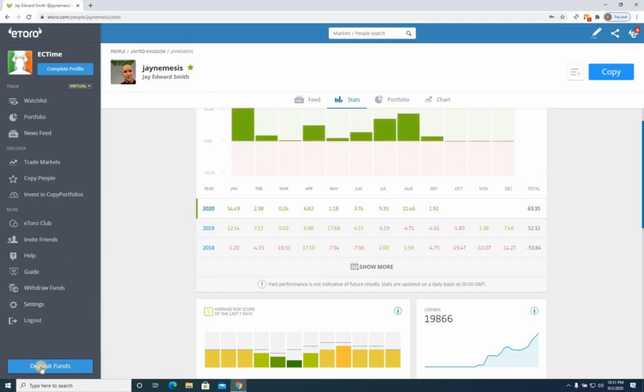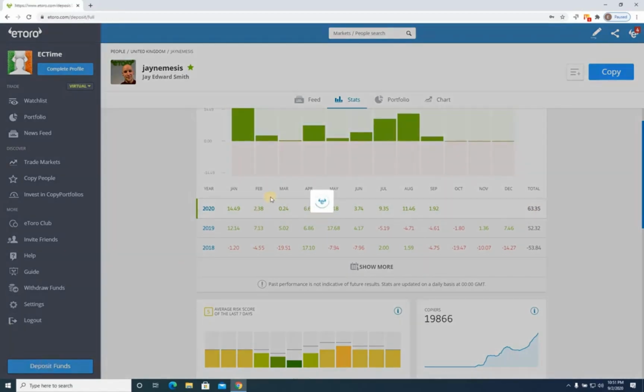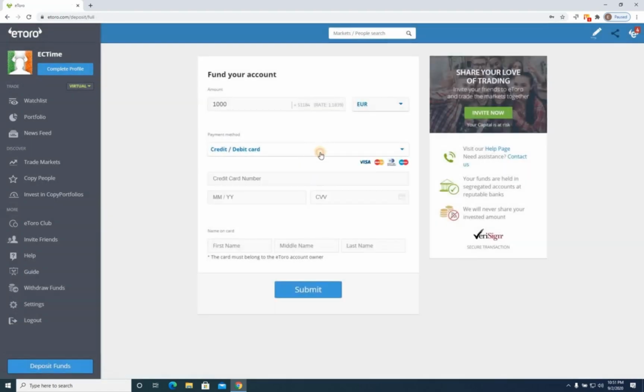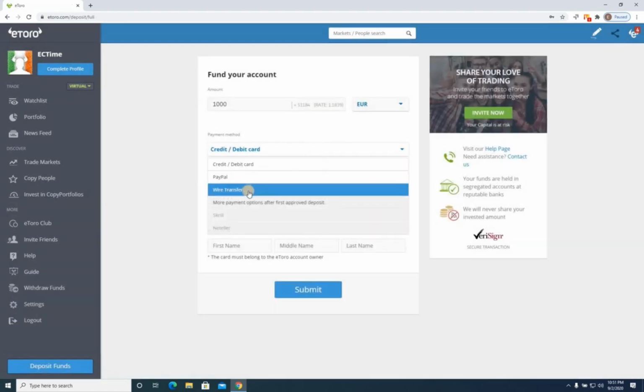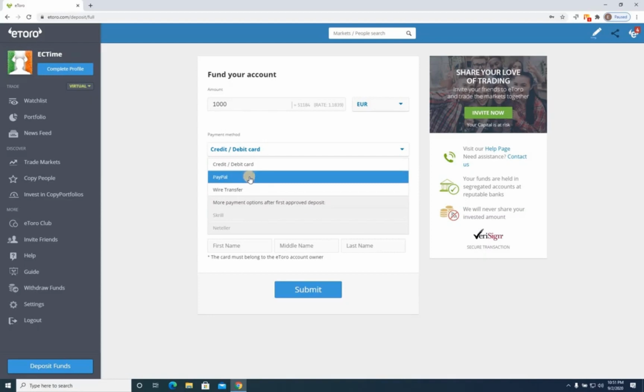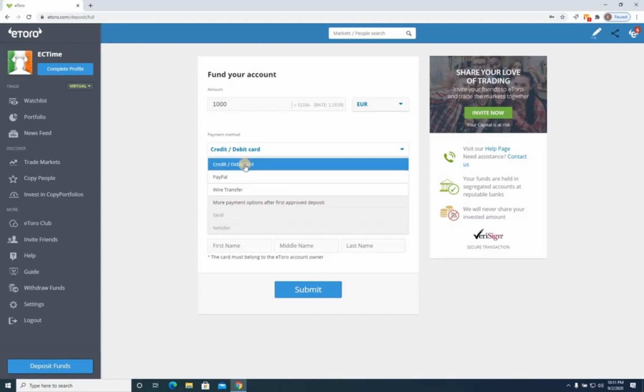You can deposit funds with PayPal, your bank account, or a credit or debit card. Here you can pick PayPal or wire transfer. Wire transfer takes a bit longer. PayPal is instant, and credit card or debit card takes 1 to 3 days. So it depends. I used PayPal on my account. So yeah, you copy people, really easy to do, guys.